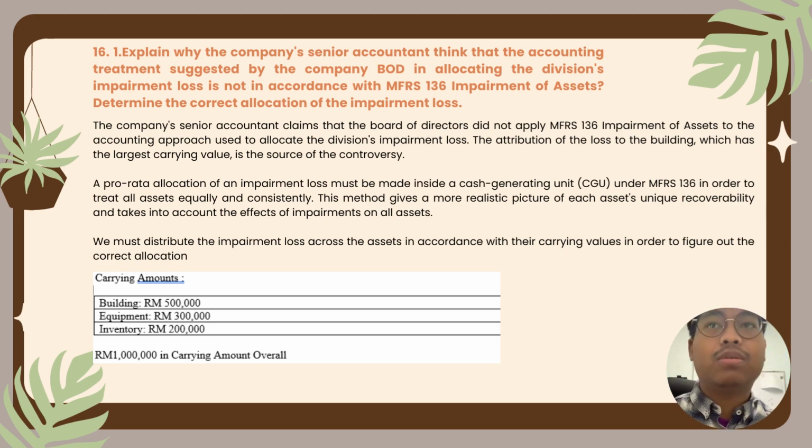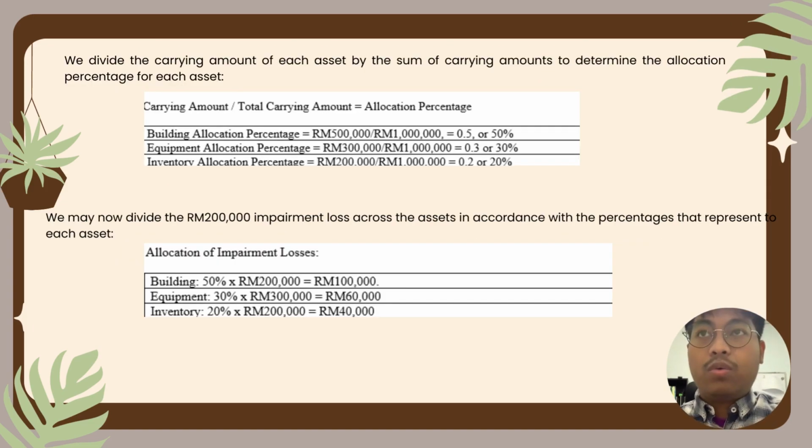So we must distribute the impairment loss across the assets in accordance with their carrying values in order to figure out the correct allocation. The carrying amounts given are: building is 500,000 ringgit, equipment is 300,000 ringgit, inventory is 200,000 ringgit. So 1 million in carrying amount overall. We divide the carrying amount of each asset by the sum of carrying amounts to determine the allocation percentage of each asset. So the carrying amount over total carrying amount equals allocation percentage.